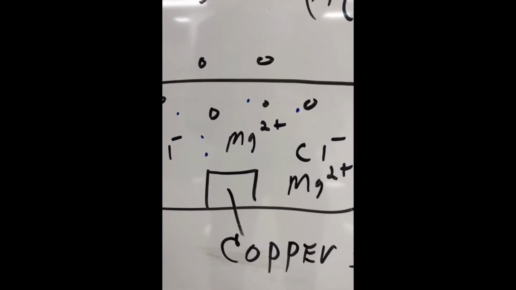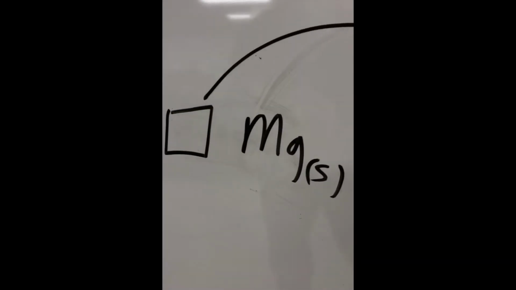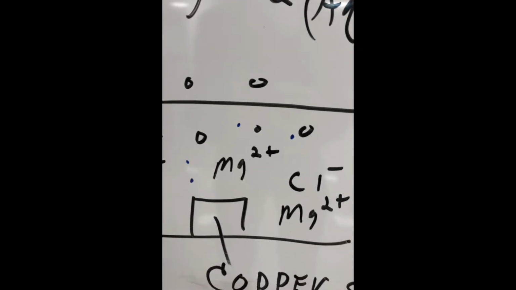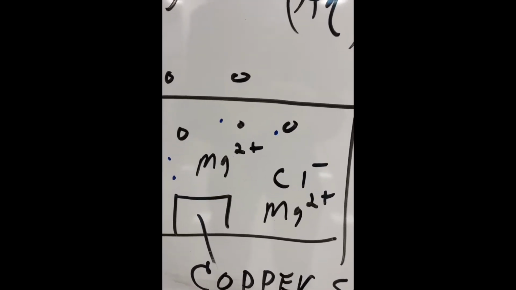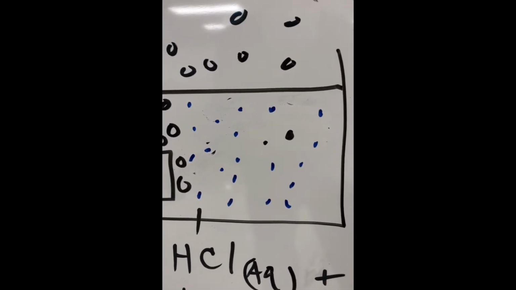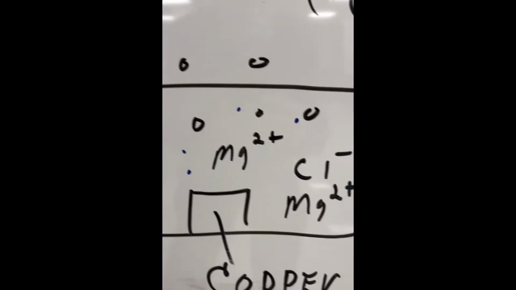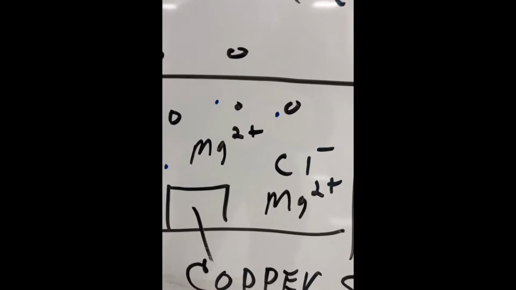So notice the magnesium was oxidized. It started here as solid magnesium, and it was oxidized to magnesium double positive. The copper double positive was reduced. So we started here with copper double positive in aqueous form, and as we gained electrons from the magnesium, we ended up with copper solid. Here are the two competing reactions.